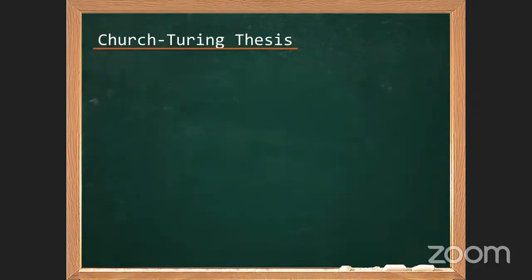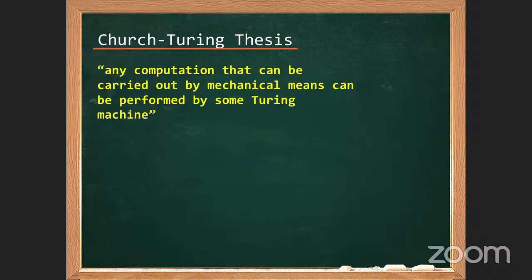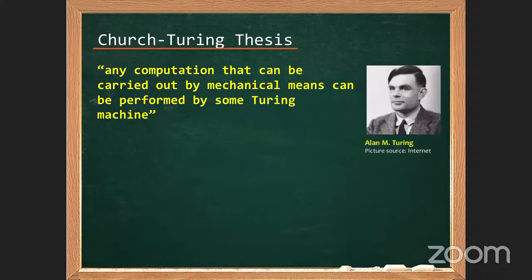I was wondering how I should start this talk. Then I decided to choose this conjecture, which is famous in the theory of automata, called the Church-Turing thesis. It says that any computation that can be carried out by mechanical means can be performed by some Turing machine. It's a conjecture. And here you find the term Turing machine.